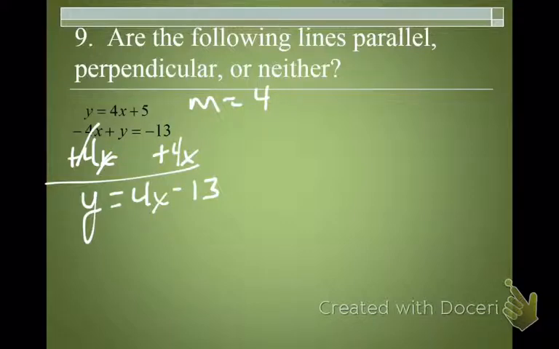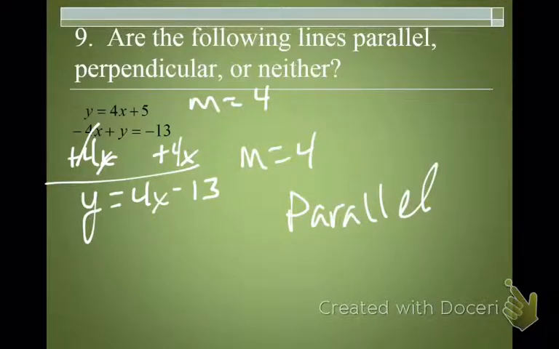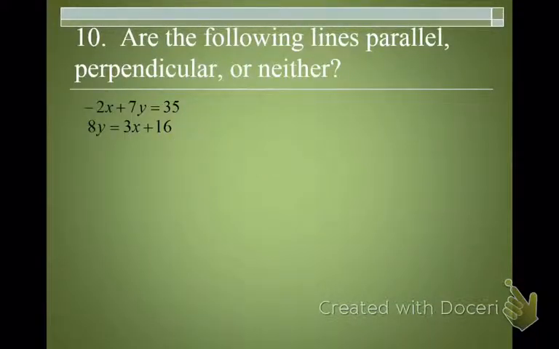Okay? And so the slope here is 4. Since the two slopes are the same, these guys are going to be parallel. Okay? Good. And it's because the slopes are the same. Now you try these. Stop the video, find the slopes, just make your decision, and then see if you're right.